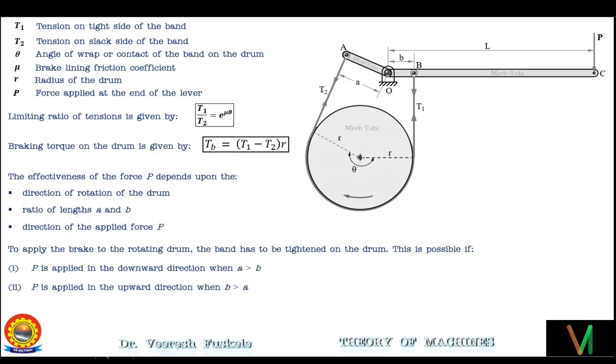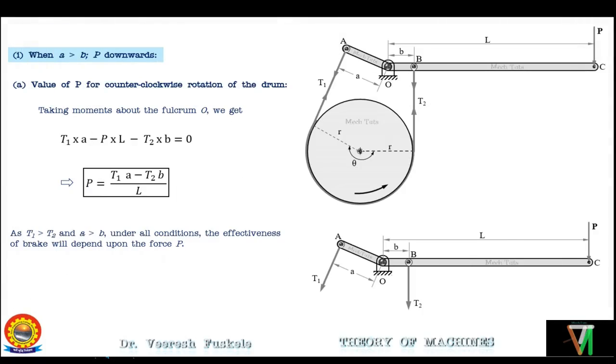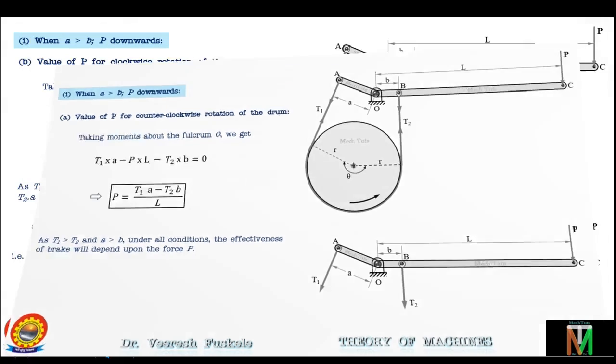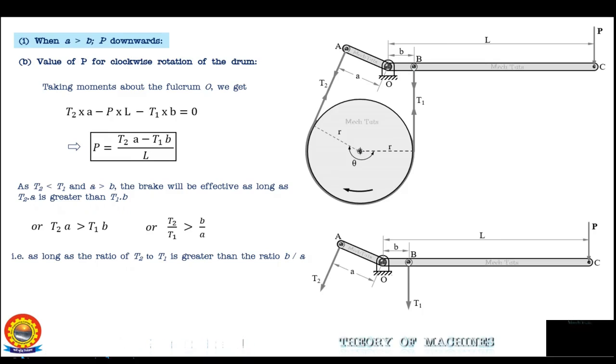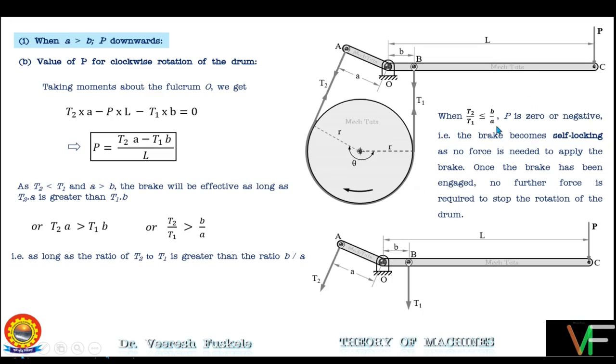We further discussed the first configuration of the differential band brake, in which the distance A is greater than B and the force P is applied in the downward direction on the lever. We derived the equation of the force applied in both cases, counterclockwise and clockwise, and learned about the condition of self-locking in the case of clockwise rotation. That is, if A is greater than B and force P is applied in the downward direction on the lever, and the drum is rotating in the clockwise direction, if T2 by T1 is less than B by A, then the brake will be a self-locking brake.